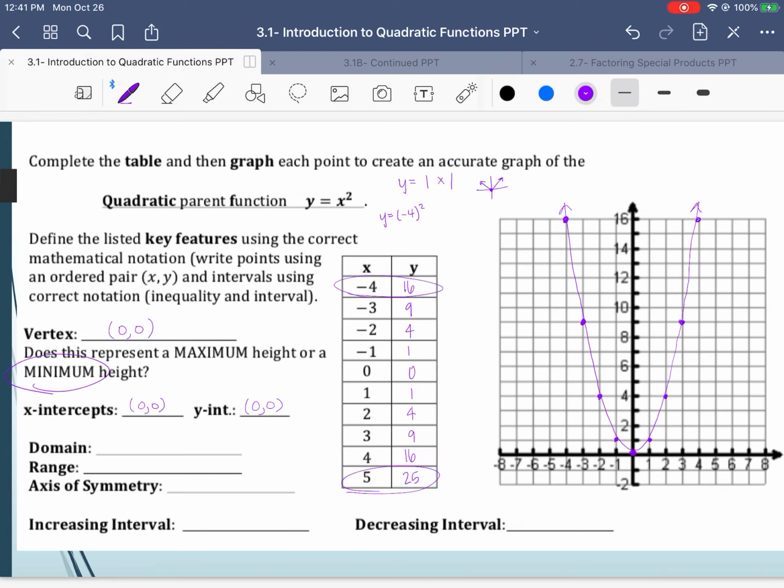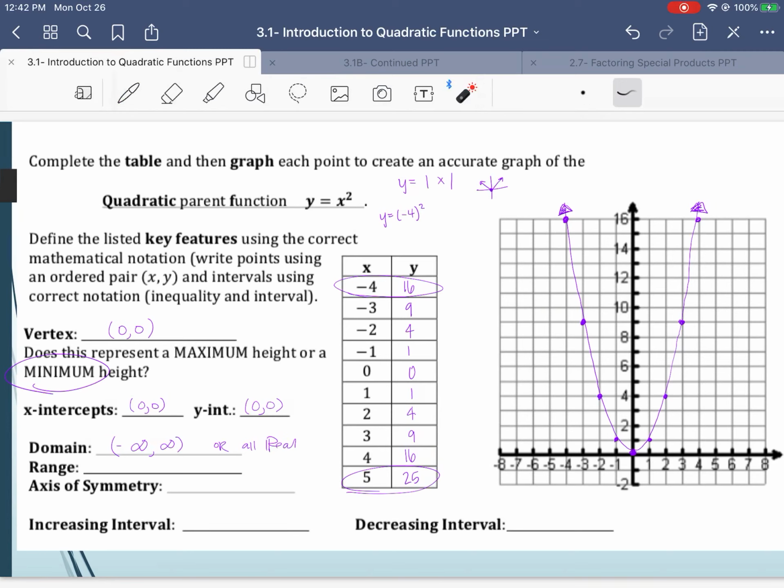And the domain, notice there's arrows going in both directions on this. So the domain on this is a lot like an absolute value. There's no holes in our graph. We're going to have negative infinity to infinity. Or for those of you that like to write all real numbers, that's fine too.